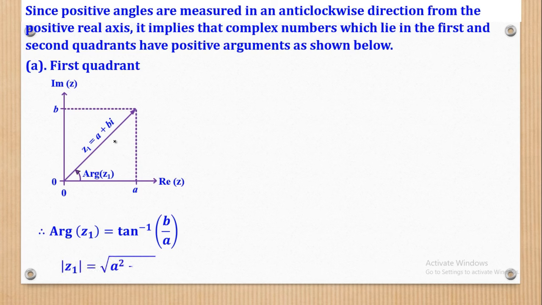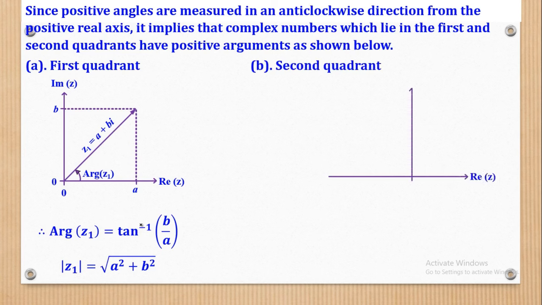What about modulus? Modulus is magnitude, therefore it is given by the square root of this squared plus this squared, everything under the root, and that would be the magnitude or modulus. So in complex numbers we stick to the word modulus. That has been the first quadrant. What about the second quadrant? In the second quadrant, it means that the real part will be negative.